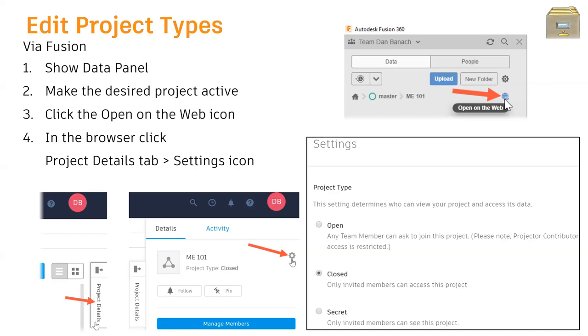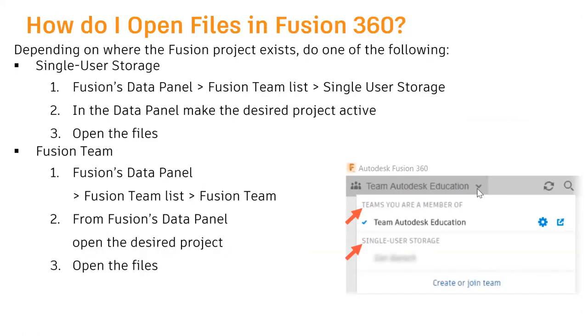So the link is the same, like you have the data panel. In the data panel, you'll get this button called open in the browser. You can go to the respective folder, and then you should look at the different types of project settings. So you can make it open, you can make it closed. So you can see the difference. Open means any team member can ask to join this project, and closed means only invited members can access your project. And secret means only invited members can see your project, okay? Now, how do we open the files in Fusion, right?